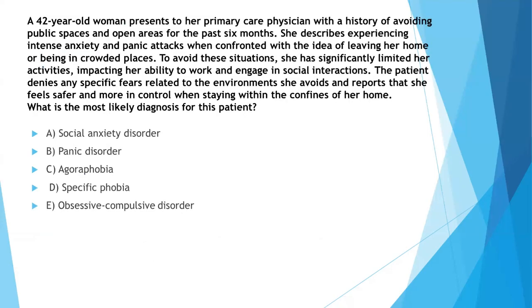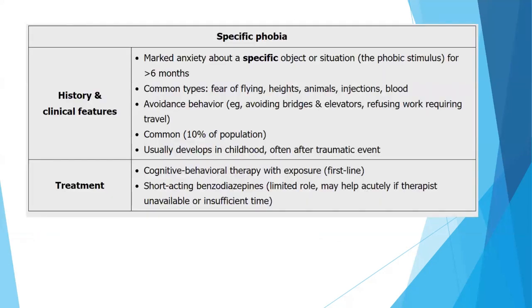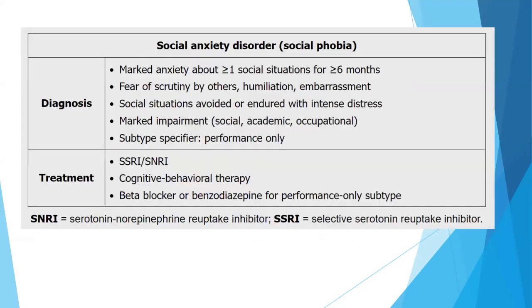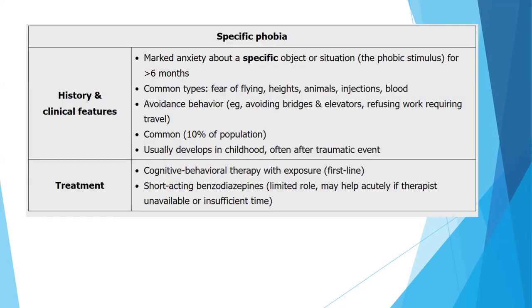So what we have learned today is that there is social anxiety, there is specific phobia, and there is agoraphobia. Now, social anxiety may have a specific type called the performance-only type, which can be treated by a beta blocker or benzodiazepine just before the person has to go for the performance. And then for specific phobias, we go for cognitive behavioral therapy with exposure, where in small amounts we expose the patient to the phobias and desensitize them to what they are scared of.